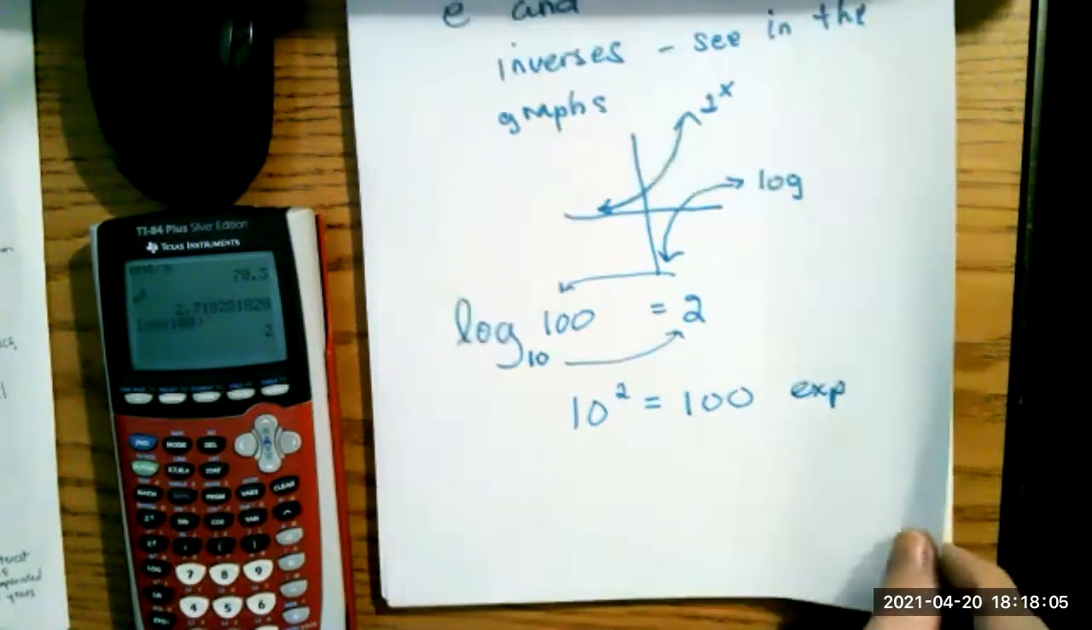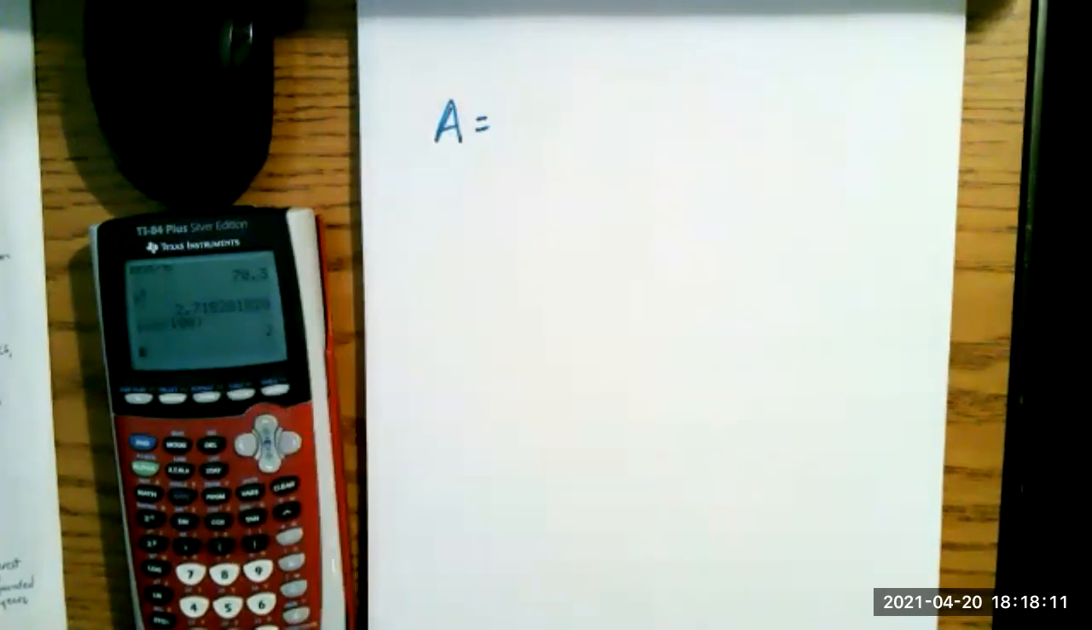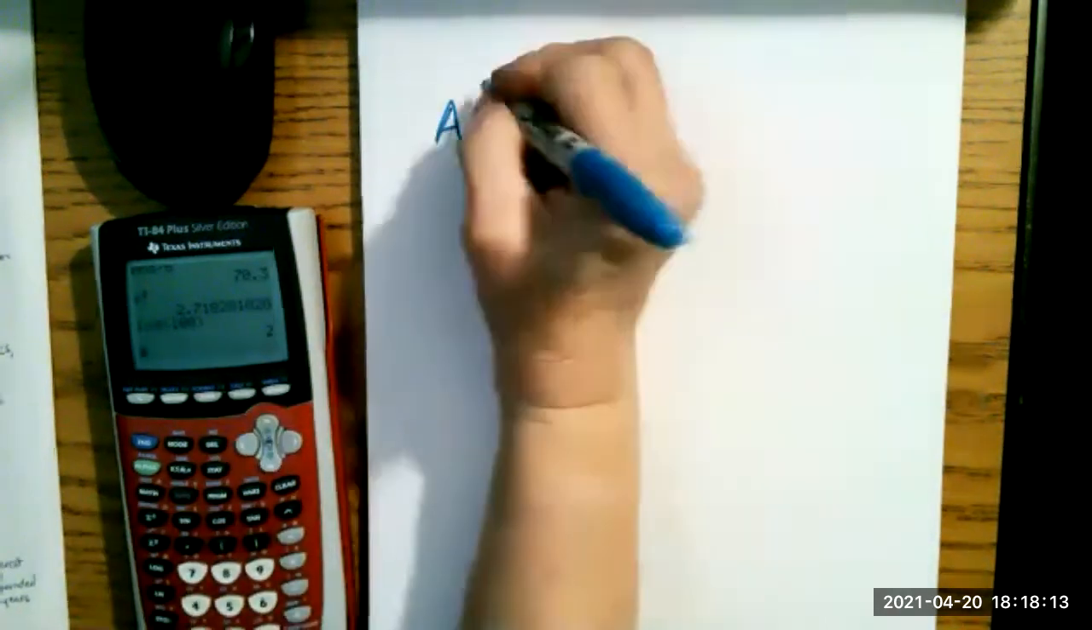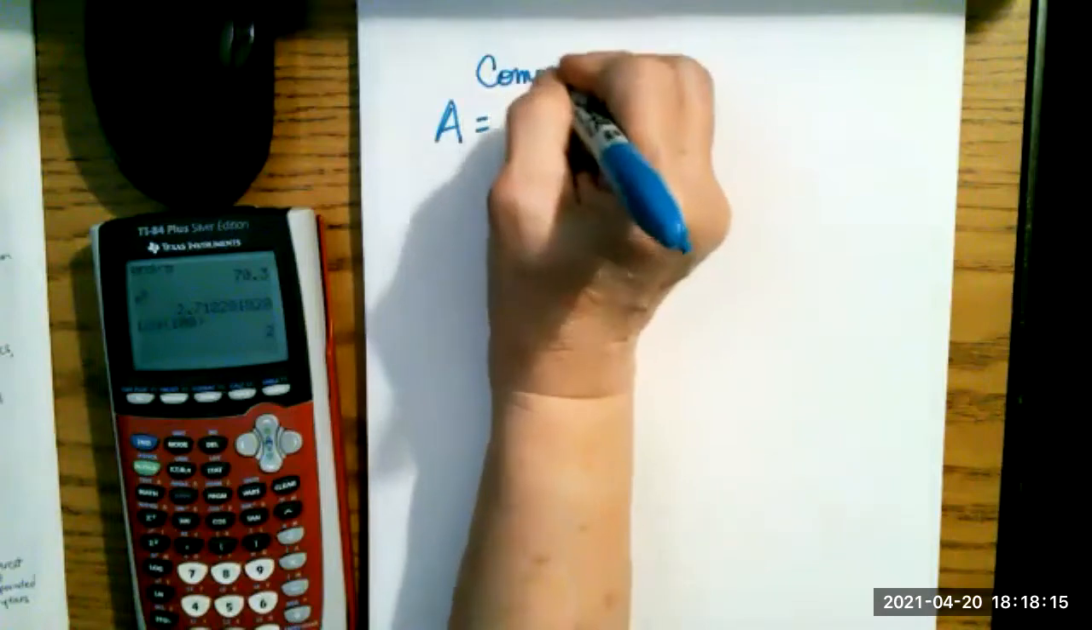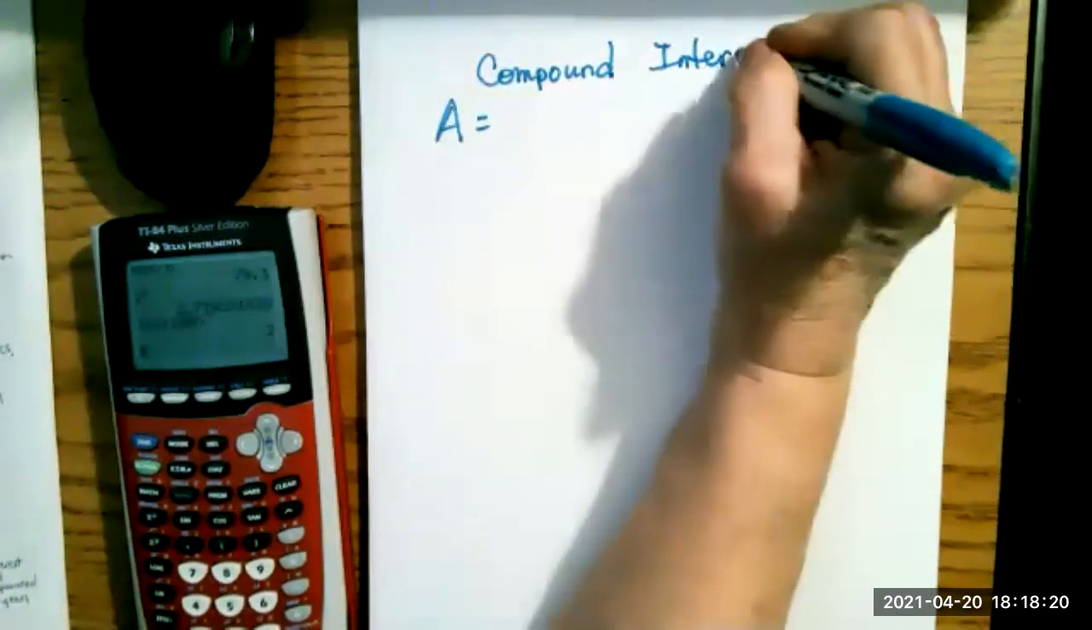Okay. There is one formula you're going to need because this is an interest type situation. This is called a compounded or a compound interest formula.